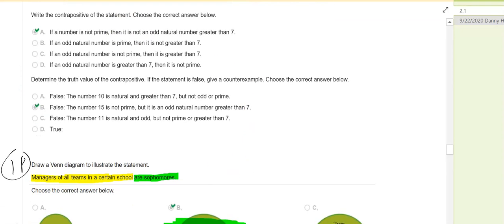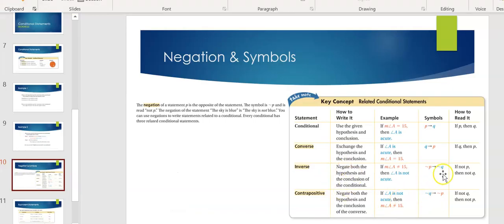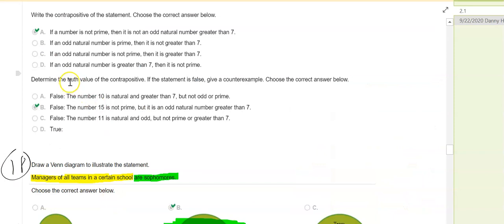And then our last one is the contrapositive. Here it is in the same order as the converse, where we've switched the order of the conditional, and we have also negated the hypothesis and conclusion. And so for this one, if a number is not prime, then it is not an odd natural number greater than 7. We need a counterexample for this, and that is 15. 15 is not prime, but it is an odd natural number greater than 7, so it doesn't satisfy that here.